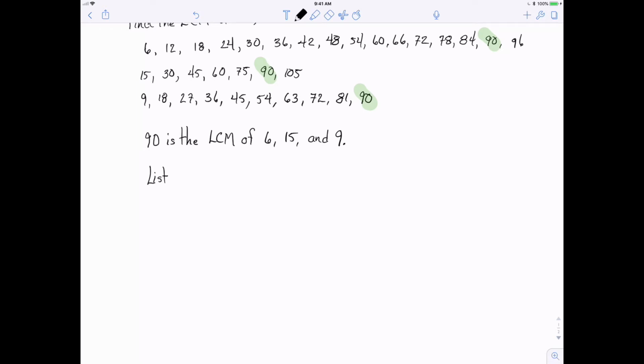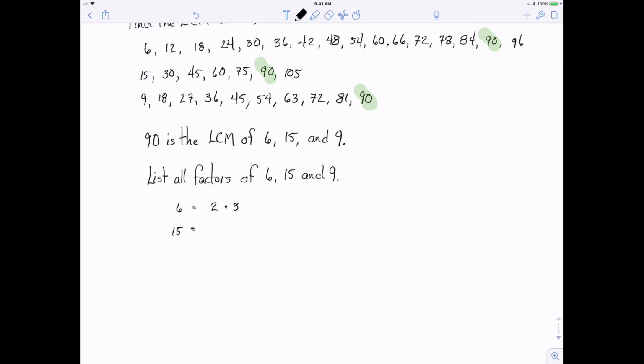We're going to list all factors of 6, 15, and 9. Now, 6, notice I can write that as 2 times 3. Okay, 15 is 5 times 3. So here's what I'm going to do. I'm actually going to line these up as I uncover them.